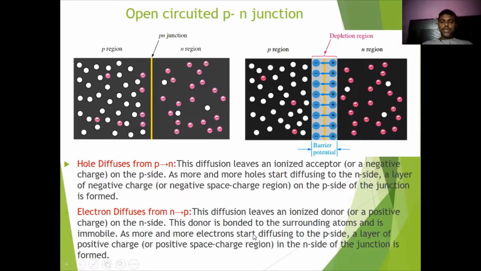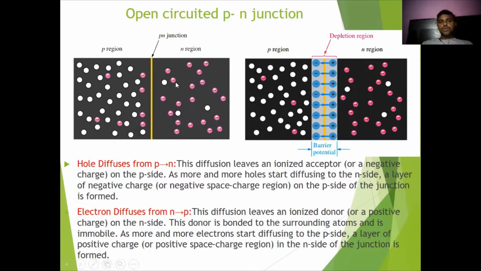As more and more electrons diffuse to the p side, a layer of positive charge, or positive space charge region, in the n side of the junction is formed. Combined, a negative acceptor ion charge will be present nearer to the junction on the p side, and a layer of positive donor ions will be formed in the n region. So this is what happens after forming the junction.